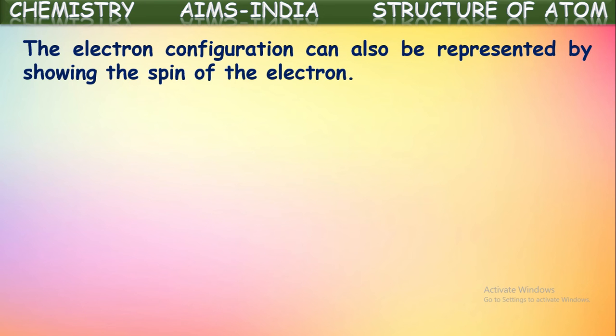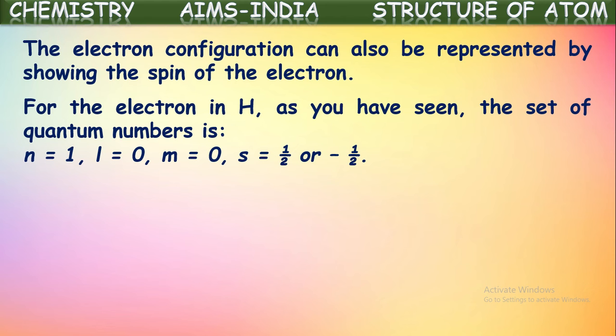The electronic configuration can also be represented by showing the spin of the electron. Yes, even with a diagrammatic representation we can give the electronic configurations of the elements. For the electron in hydrogen, as we have seen, the set of quantum numbers is 1, 0, 0 and plus half actually. So it may be taken as minus half or plus half as there is only one electron. These are the set of quantum numbers for the single electron in hydrogen. This also can be represented by using a diagrammatic symbol like this.